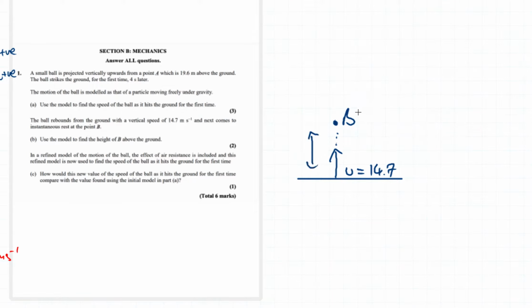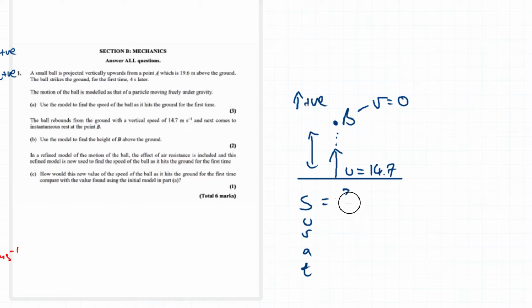So at this point here, V, the final one, is instantaneous rest. So we can say that the final velocity is equal to 0. This time we're going to take upwards as positive because our initial speed is going up. So we take upwards as positive. It's always good to define which direction you take early on, so that you don't mess up your signs in your SUVAT.